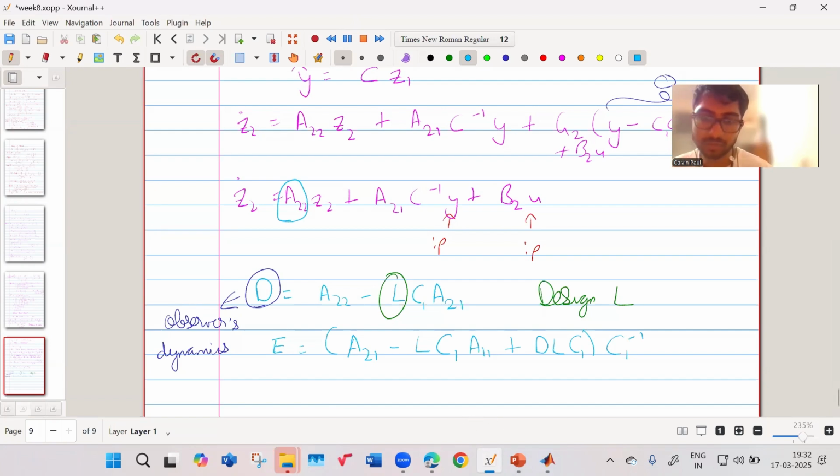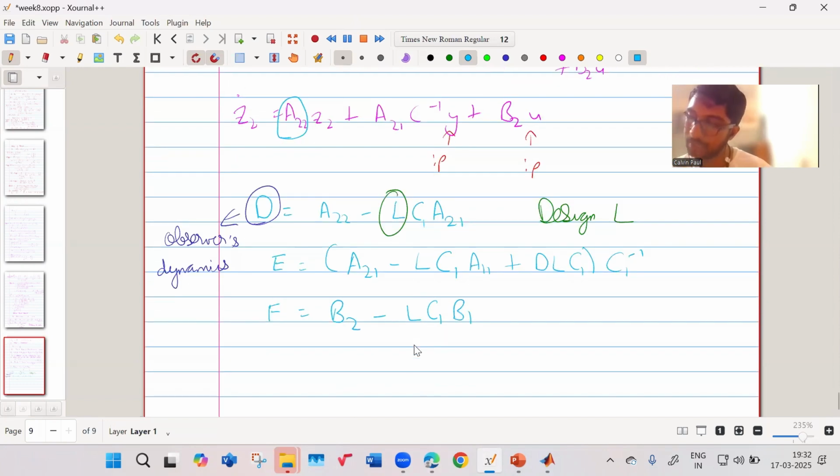Further, F is B2 minus L C1 into B1. Okay, this is the way we can design. Our objective is what we have in our control, this L. This L is our design variable, which we can use for designing the dynamics of our observer. And this is the E and F matrix which we get.